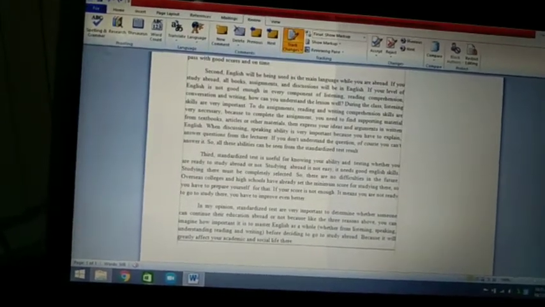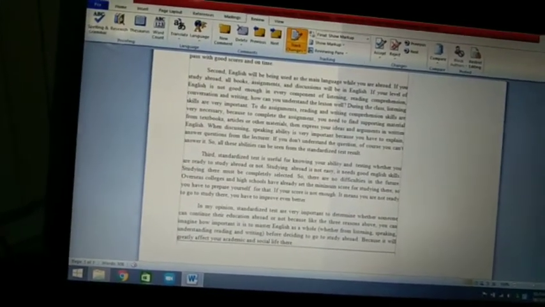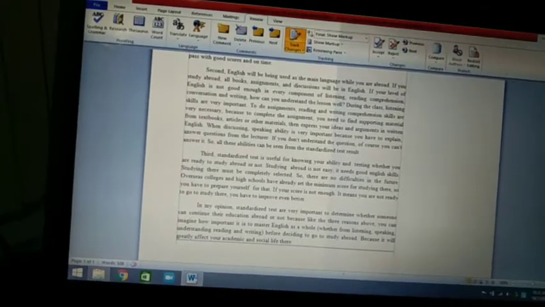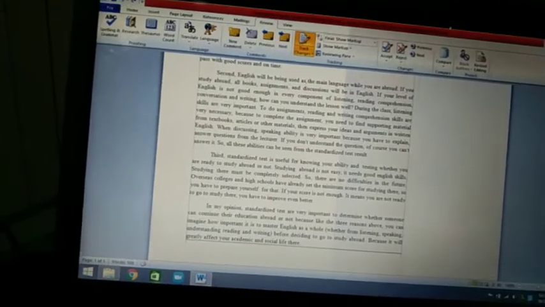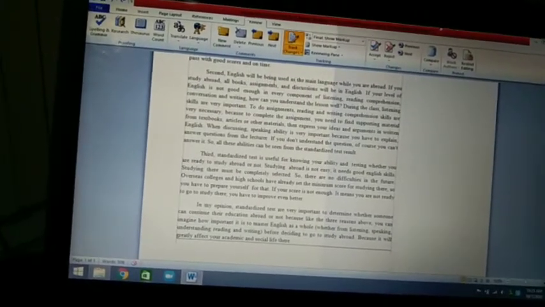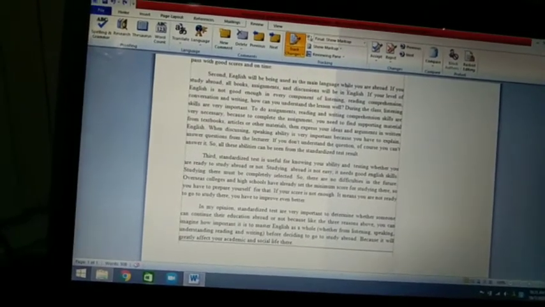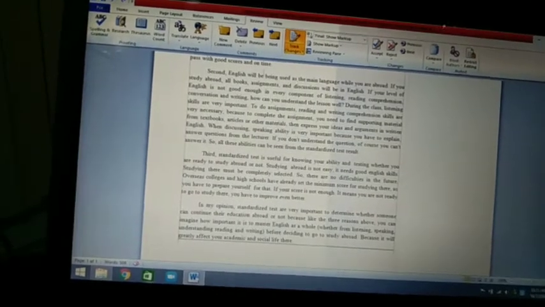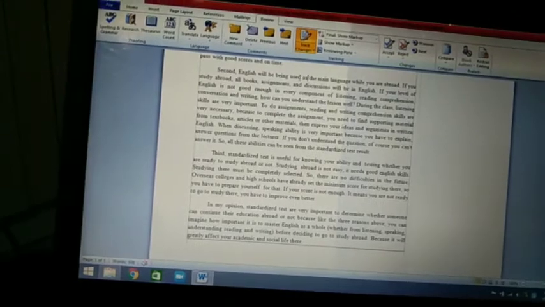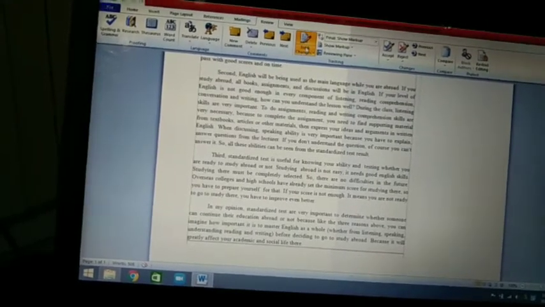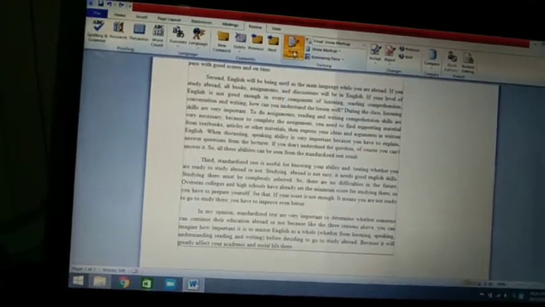We don't need this. English will be using. Second, English will be using as the main language while you are abroad. Alright.